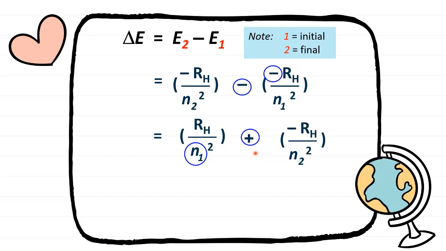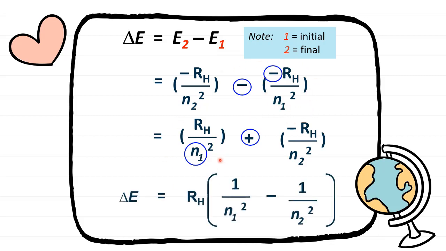So if we want to keep this positive at the front, then we're going to swap the place of n1 at the back to the front like this, and lastly we can factorize it like this to become RH in the big bracket 1 over n1 squared minus 1 over n2 squared. So we can simply memorize this formula of delta E.